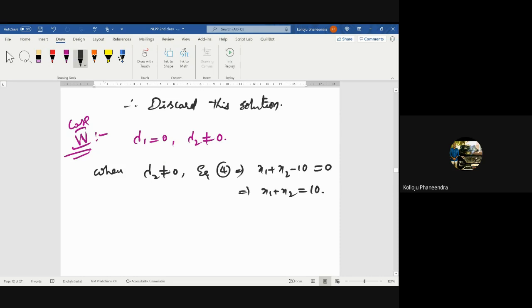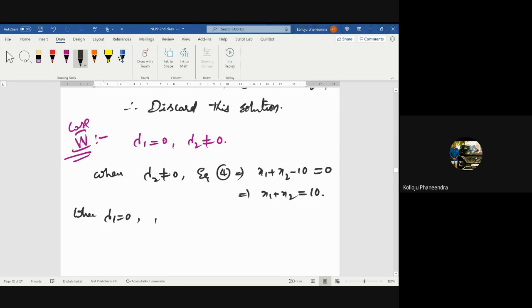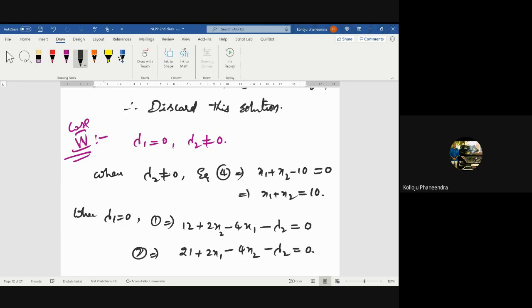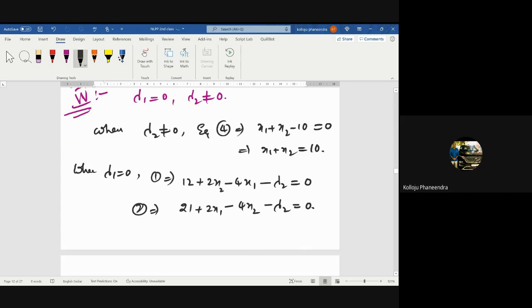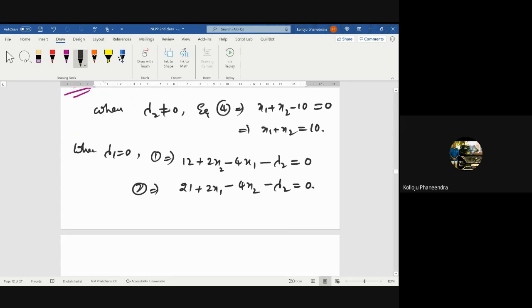Next one, when lambda 1 equal to 0, equation 1 implies 12 plus 2x2 minus 4x1, lambda 1 is 0, lambda 2 will be there, so minus lambda 2 equals 0. And equation 2 implies 21 plus 2x1 minus 4x2, lambda 1 is 0, so minus lambda 2 equal to 0. Done. Now I have to solve these three equations.